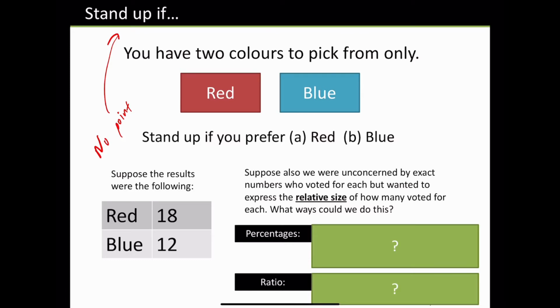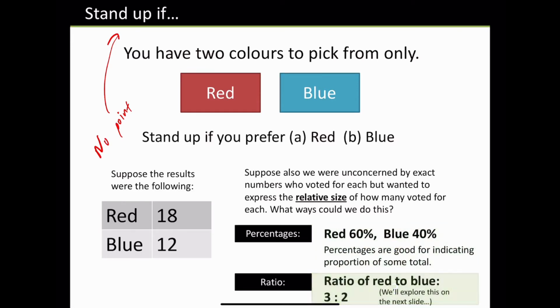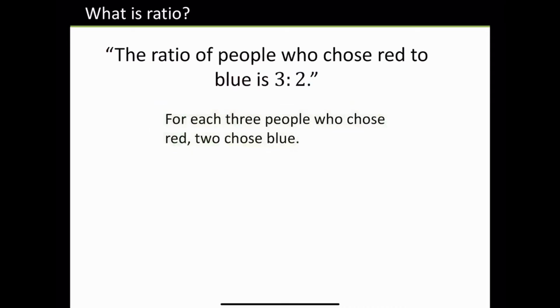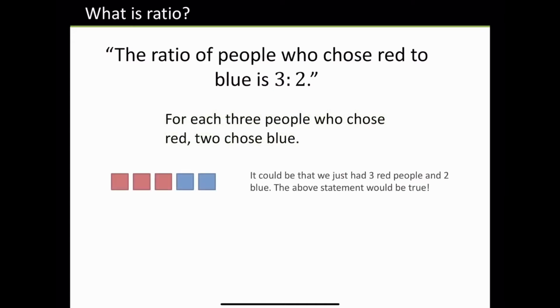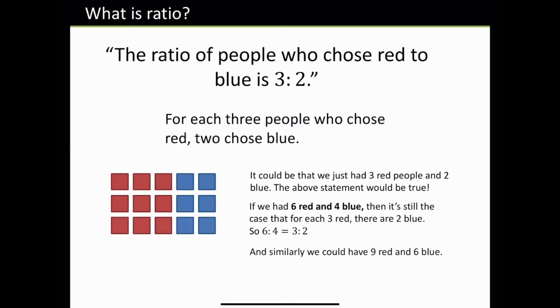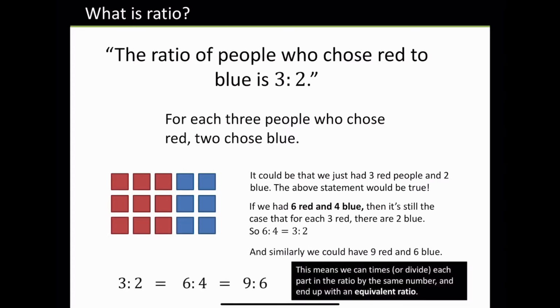Well, if we had it as a percentage, it would mean you've got 60% and 40%, and a ratio of 3 to 2. So we'd have simplified. The ratio of people who choose red to blue is 3 to 2. What does it actually mean? It means that for each 3 people who choose red, 2 people choose blue. This is why you can multiply or divide in order to get an equivalent ratio.